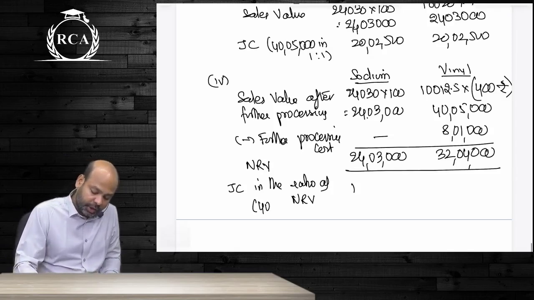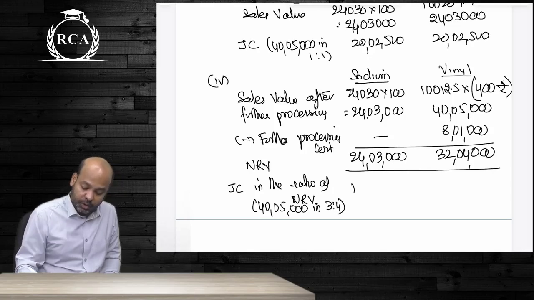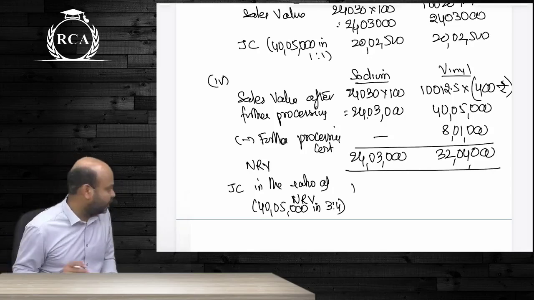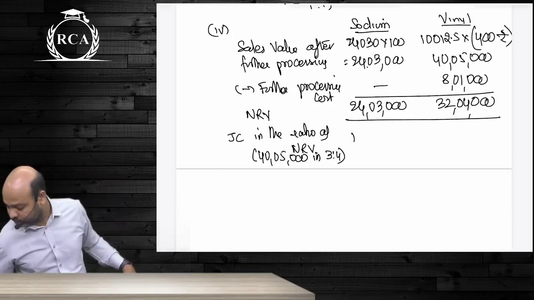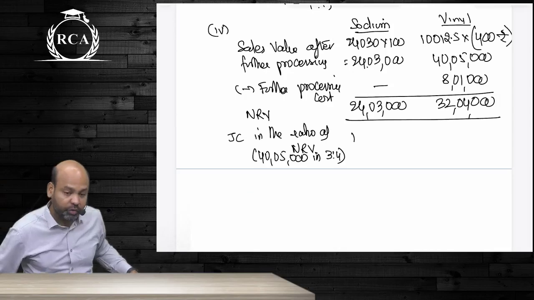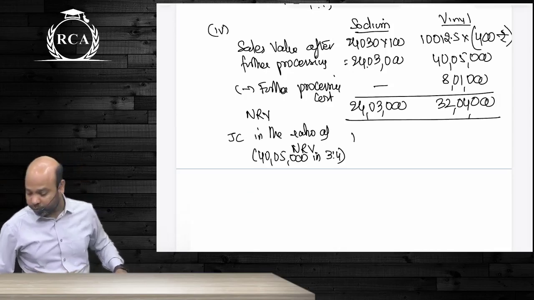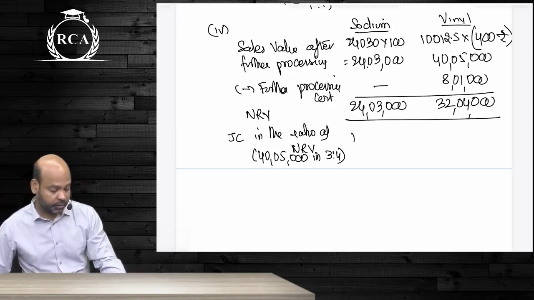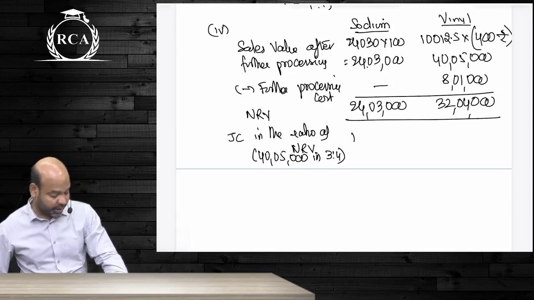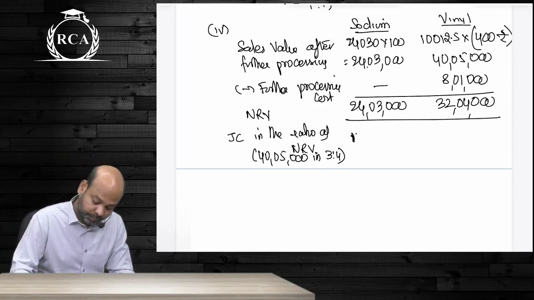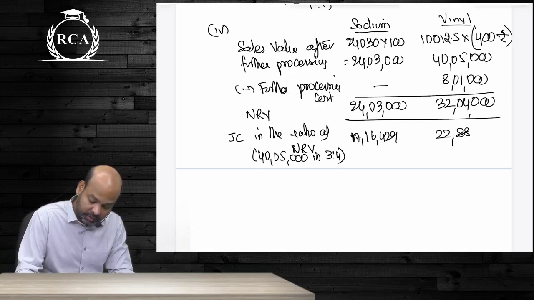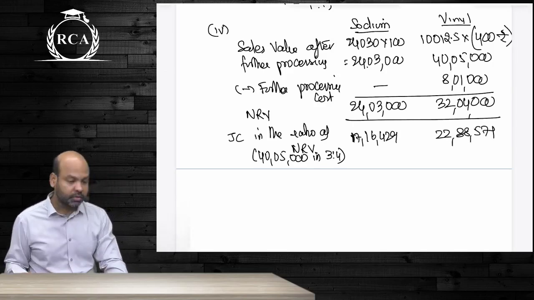Total joint cost is 40 lakhs 5,000, beta. This is in the ratio of 3:4. 24 lakhs 3,000 and 32 lakhs 4,000, beta, is nothing but a 3:4 ratio. So you will now divide this, guys, 40 lakhs 5,000, in the ratio of 3:4. How much will that be, guys? 17 lakhs 16,429. Answer to the first bit. And 22 lakhs 88,571.